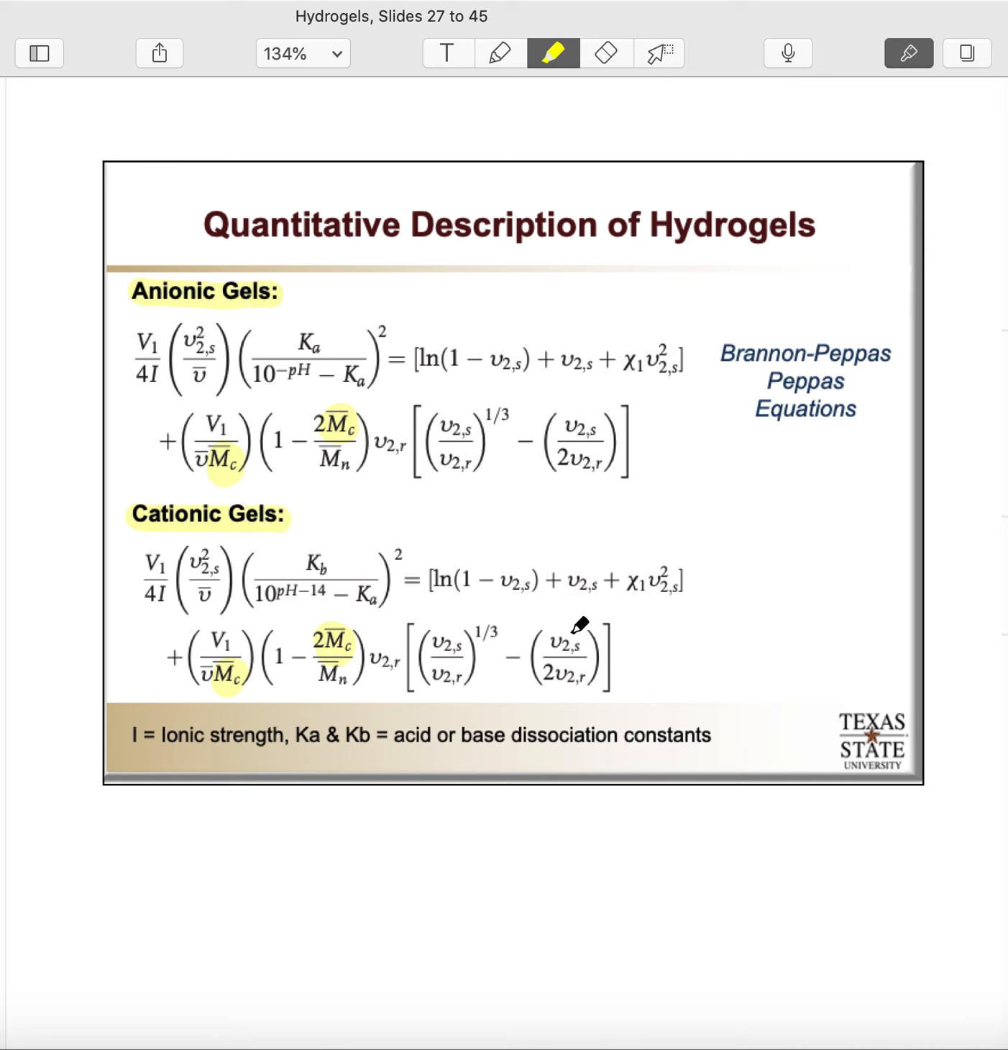The equations have the same variables as the previous two equations, except that now we also have the variable I, which is the ionic strength of the solution in which you are swelling the hydrogel. And then we also have Ka and Kb, which are the acid or base dissociation constants for the polyelectrolyte that is making up your hydrogel. These equations are known as the Brannon-Peppas and Peppas equations. Again, they will be utilized to calculate the molecular weight between crosslinks.